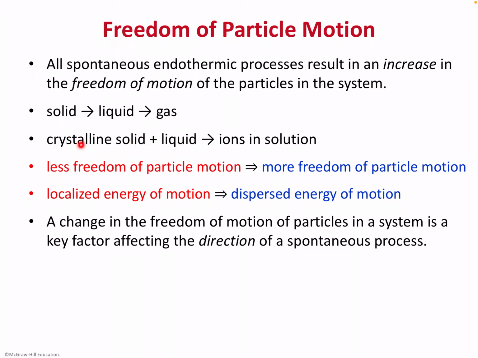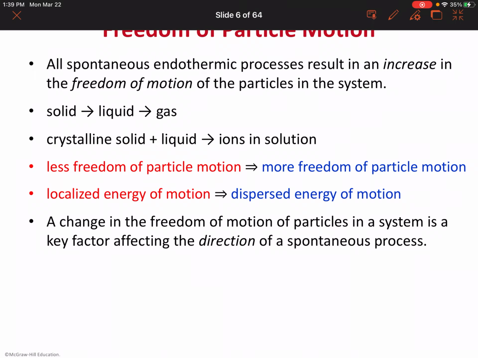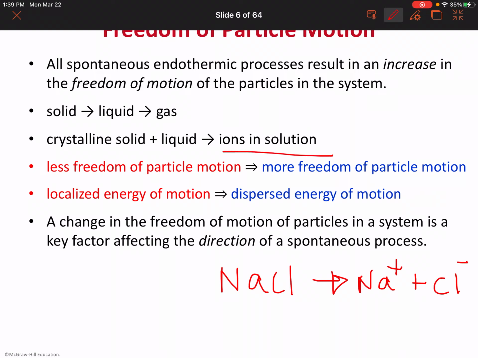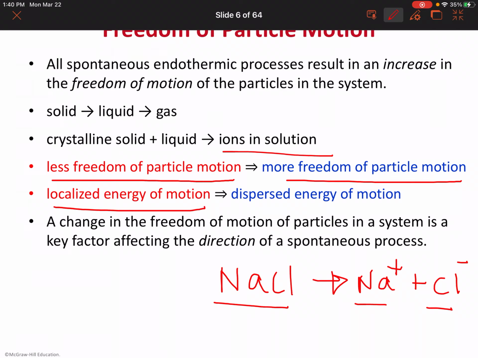Again, what you are seeing here is crystalline solid is sodium chloride, NaCl, and then when it become ions, it becomes sodium ions and the chloride ions. So we have ions in the solution. So this is one molecule. Now it has two. So it increased the freedom of motion of the particles. So what we are seeing here, less freedom of particle motion become more freedom of particle motion. Localized energy of motion become dispersed energy of motion. So that tells us it increases the entropy.